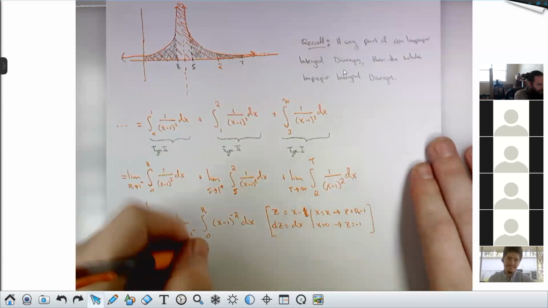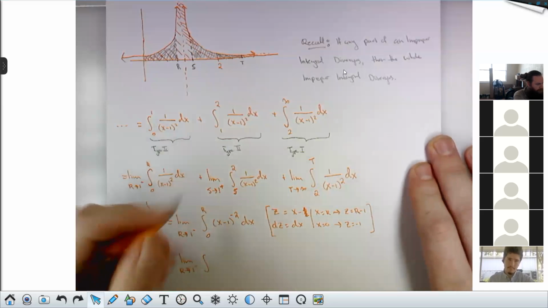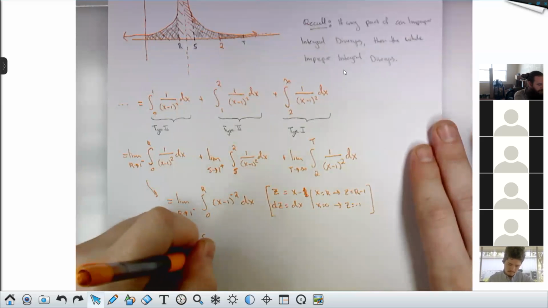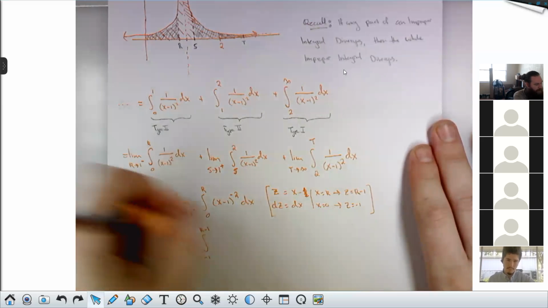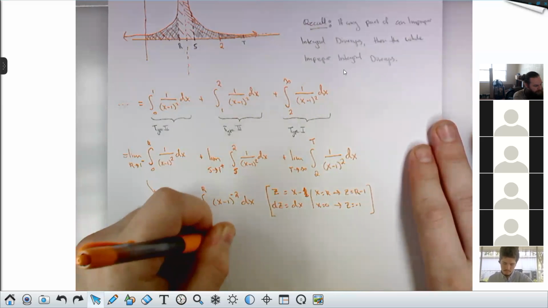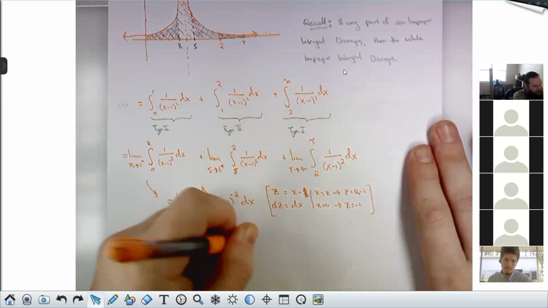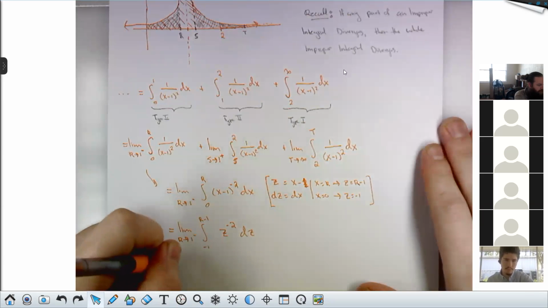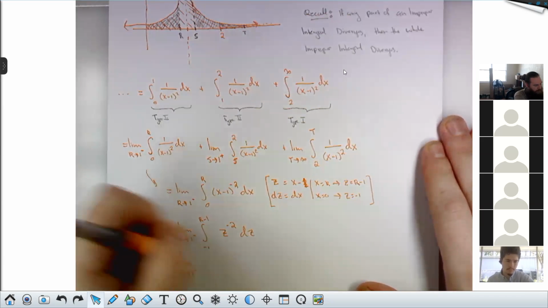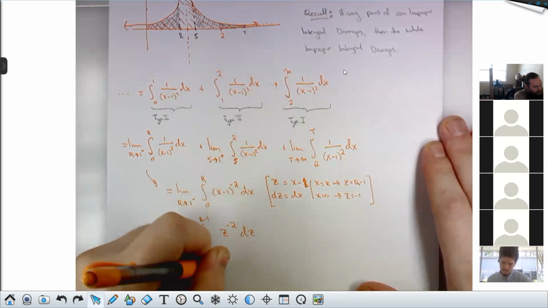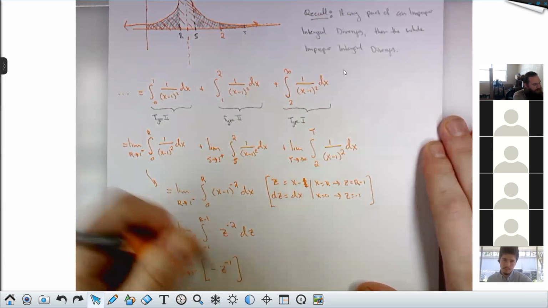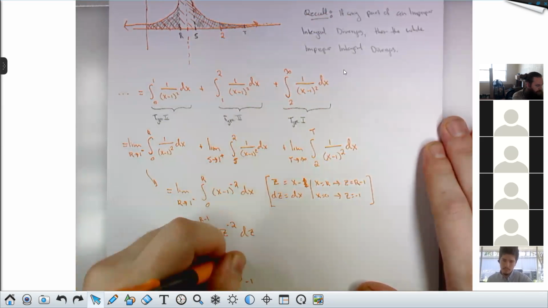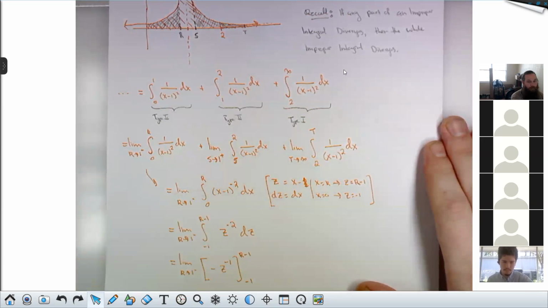So this gives us the limit as r goes to 1, integral now from negative 1 to r minus 1. And then in here, I just have z to the negative 2 dz. An antiderivative for z to the negative 2 is negative z to the negative 1. And so I need to evaluate that from negative 1 up to r minus 1.